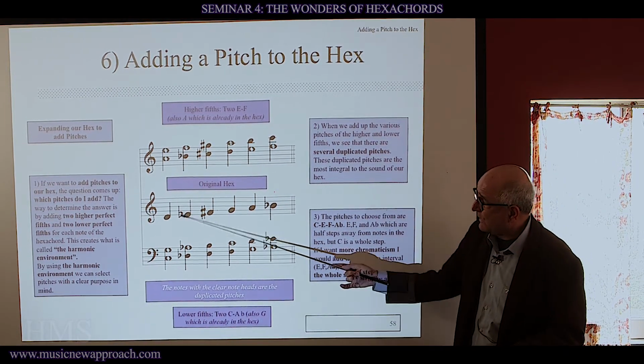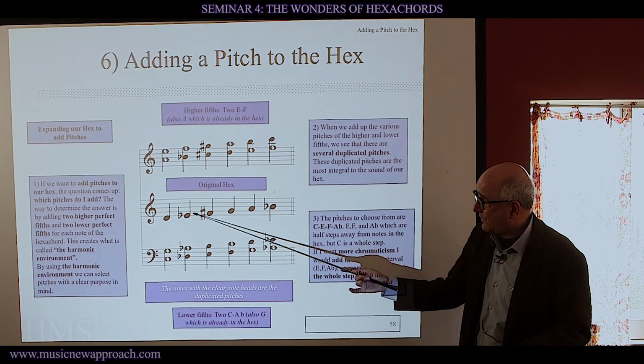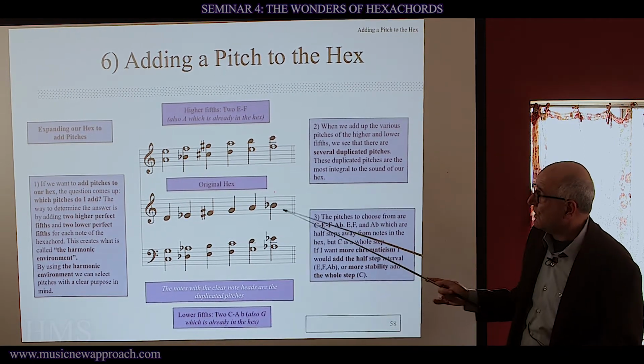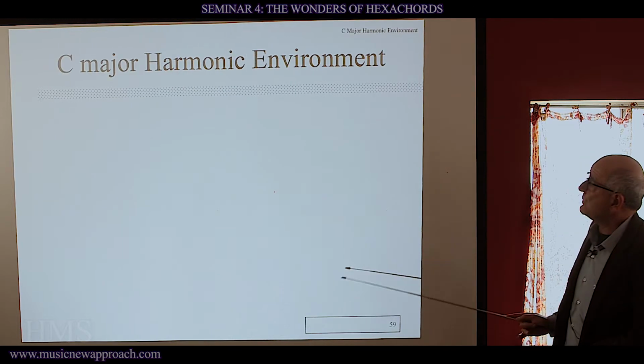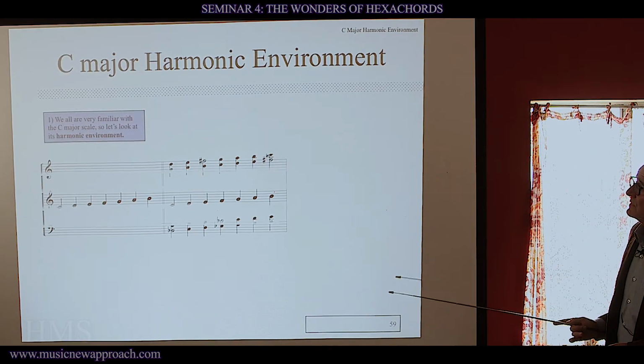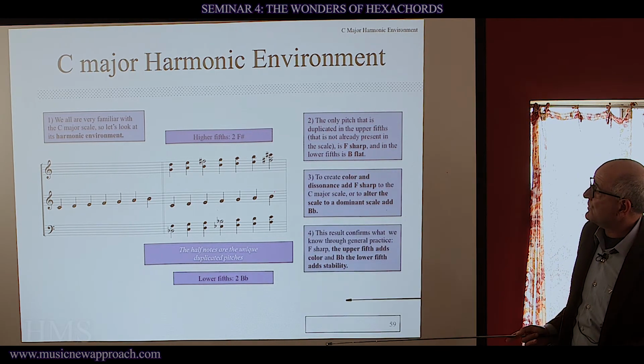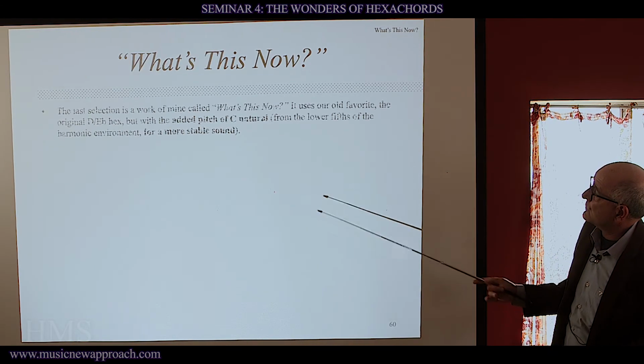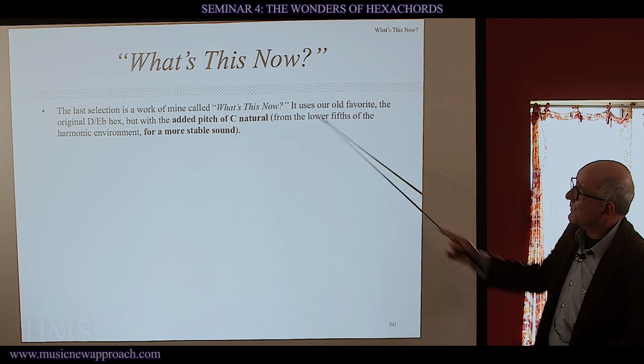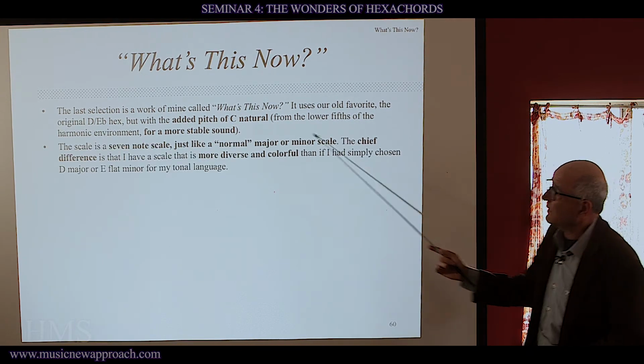If you add E natural, you're getting this half step. You add F, you get this half step. You add C, you get a whole step. So what I chose to move on with this is I'm going to choose C natural. So I'm adding C natural to this next piece. I've added C natural from the lower fifths, so it's a little bit more stable.